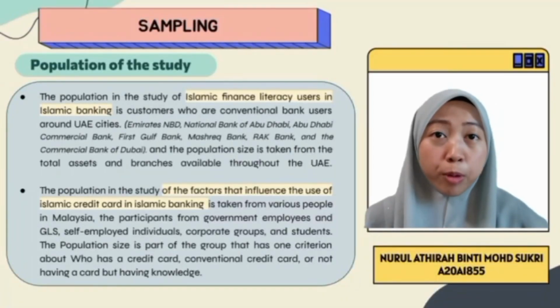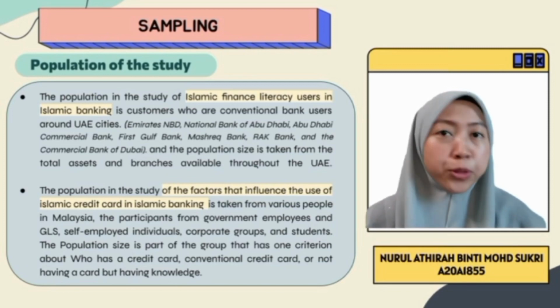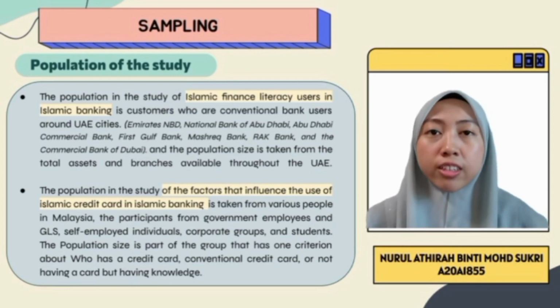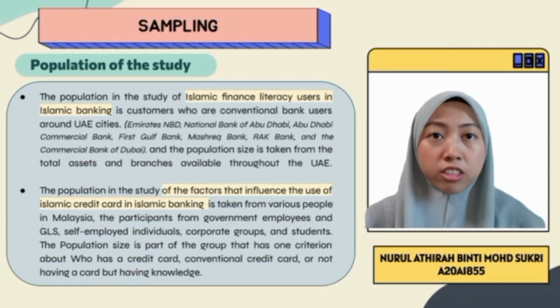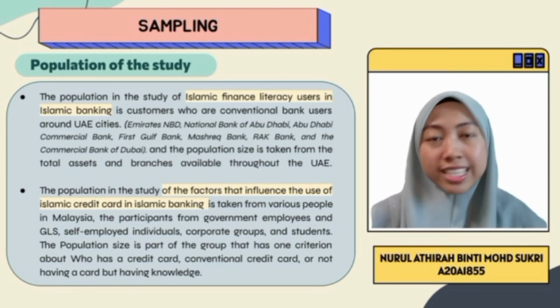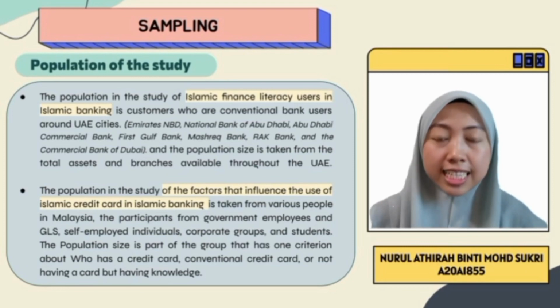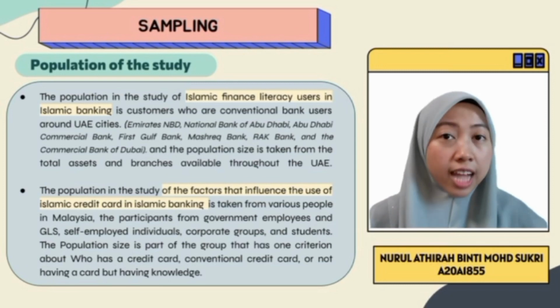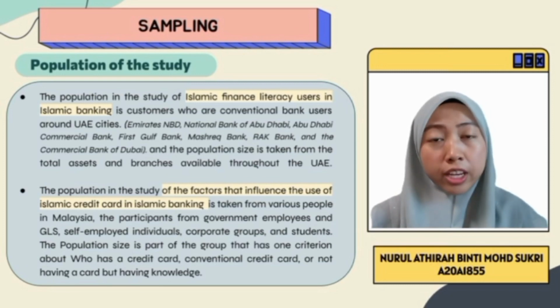In the sampling part, the population in the study of Islamic finance literacy in Islamic banking is customers who are conventional bank users around UAE cities. There are 8 conventional banks selected, and the population size is taken from the total assets and branches available throughout the UAE. Meanwhile, the population in the study of the factors that influence the use of Islamic credit card in Islamic banking is taken from various people in Malaysia. The participants are government employees and GLS, self-employed individuals, corporate groups, and students.